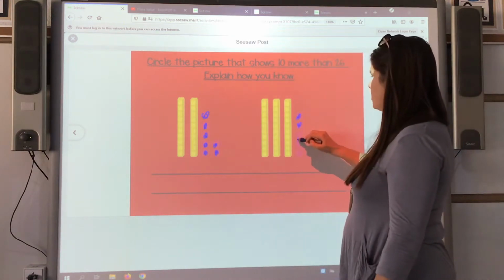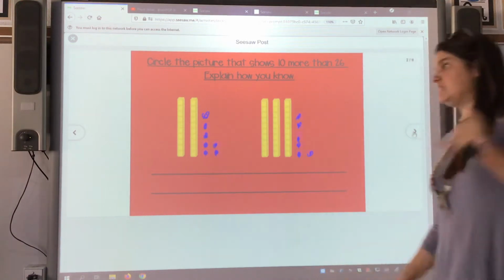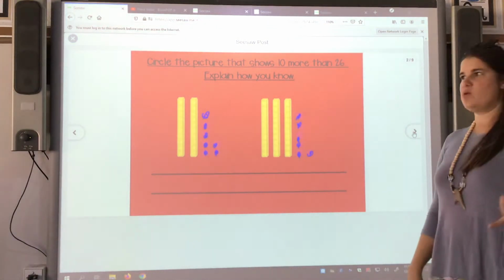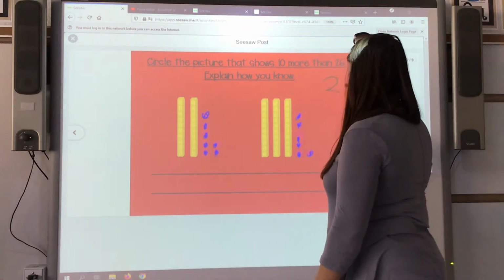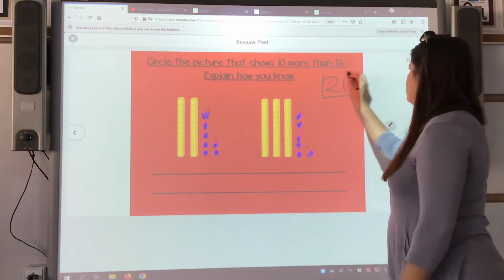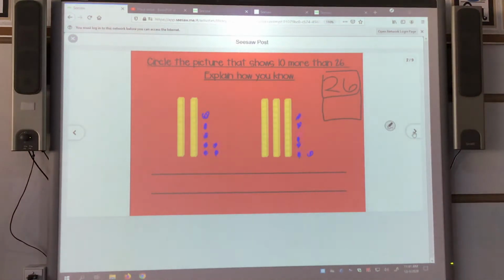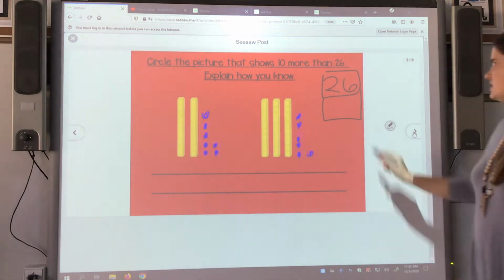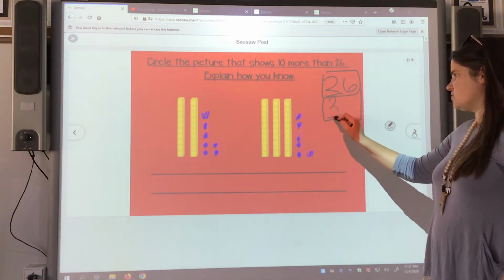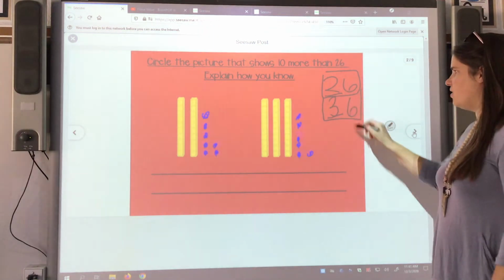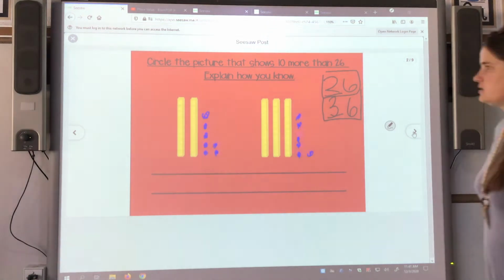This says circle the picture that shows 10 more than 26. Not that shows 26, but 10 more than 26. So I'm going to write the number 26 up here. And if I need 10 more than 26, I need the number that is below it. So what number is 10 more than 26? I look at the 10. I add a 10, so that's 3 10s, and bring down the 1. So I need to look for the picture that shows 36.